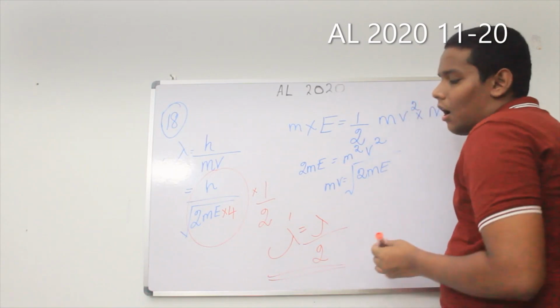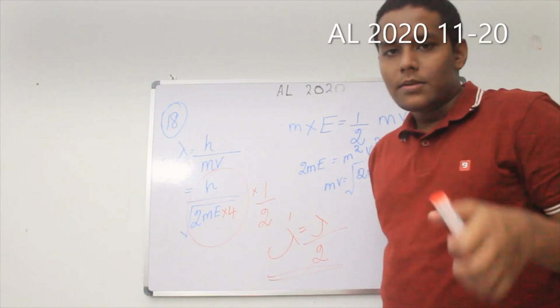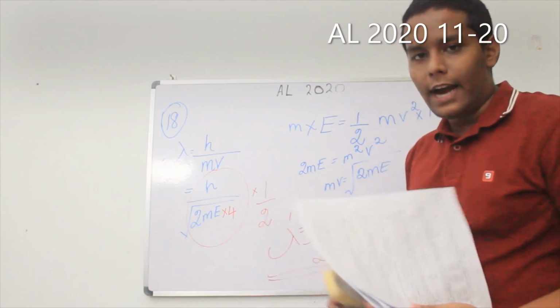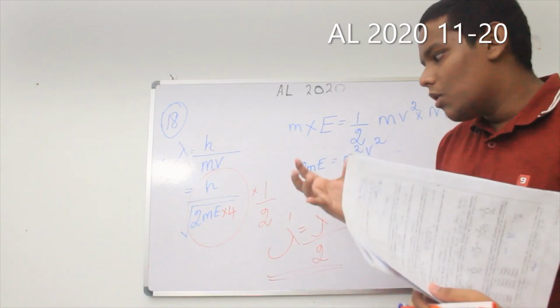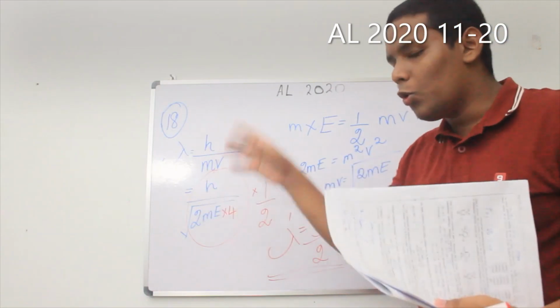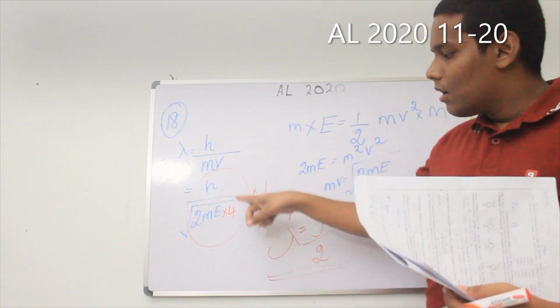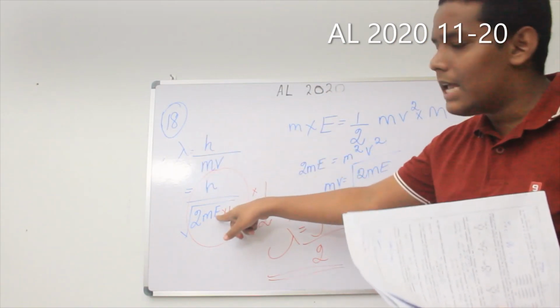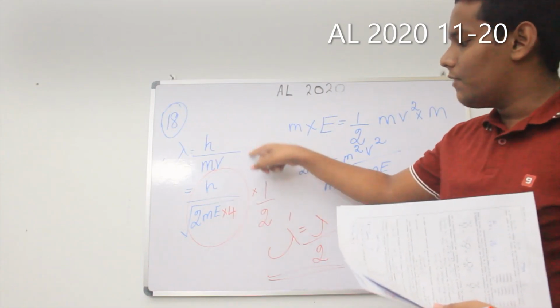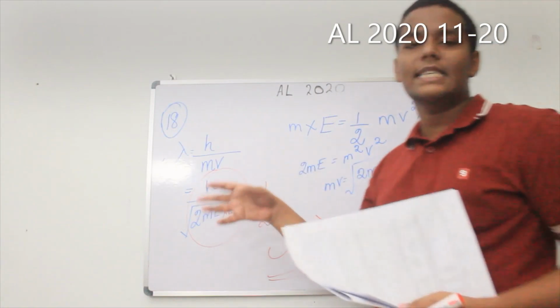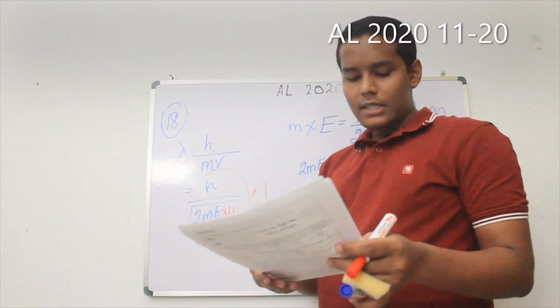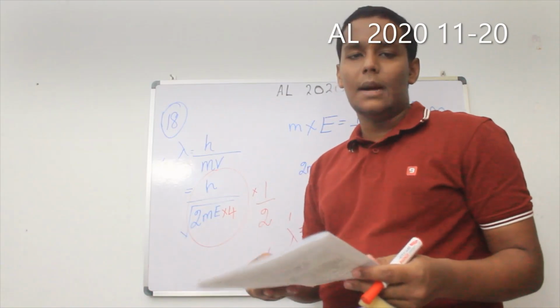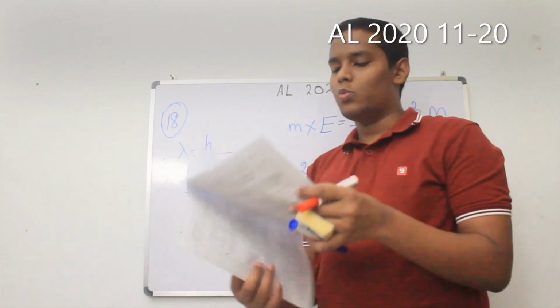First answer. If you make E 4 times, that change causes a 2 decrement or half. If you multiply E by 4, the entire expression will be multiplied by half. Why? Because E is inside the root. So your answer for question number 18 is answer number 1, lambda by 2.